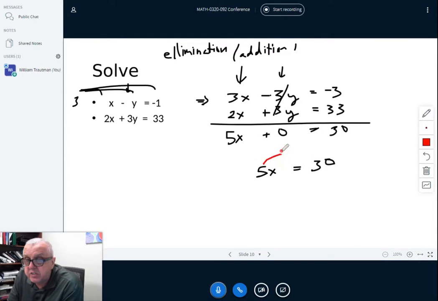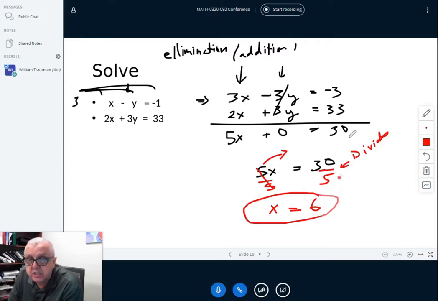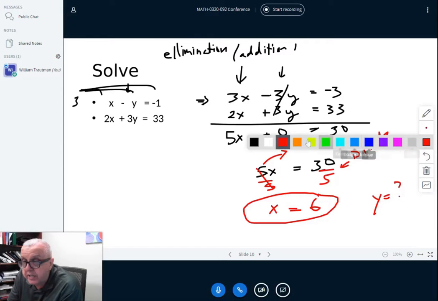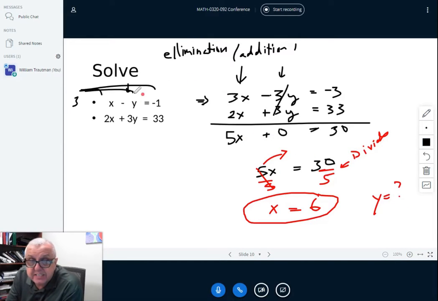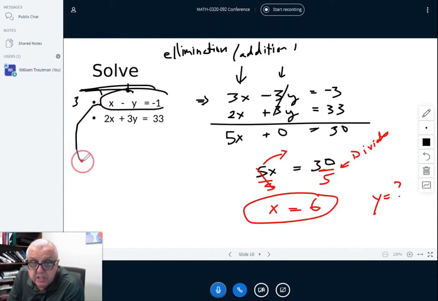I need to get the 5 to the other side. It's multiplying. So I divide by 5. 5 divided by 5 is 1x, and 30 divided by 5 is 6. So one of my answers is 6. I now need to find y. What does y equal? Well, I know if x equals 6, I can plug it into any one of these equations. If x equals 6, it doesn't matter which one. I'll pick the second one.